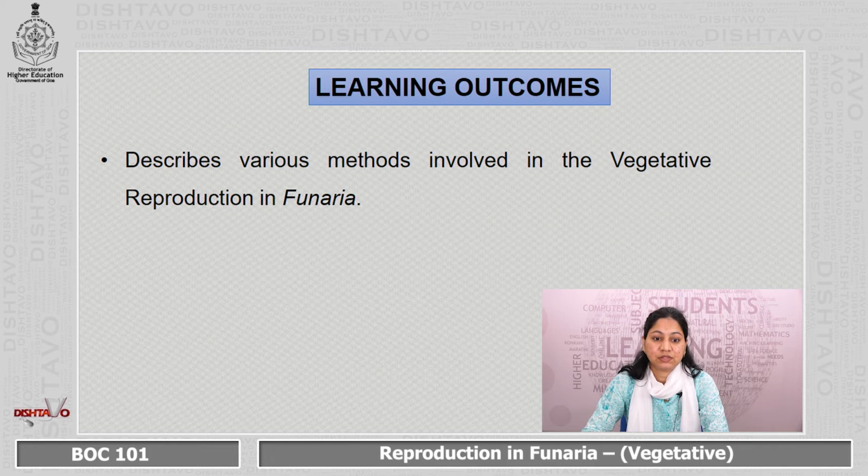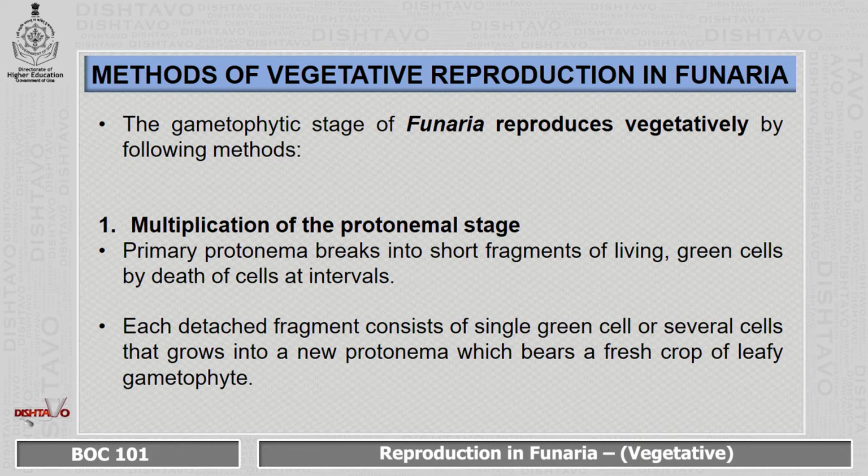At the end of this module, you will be able to describe various methods involved in the vegetative reproduction in Funaria. So, we will study the different methods of vegetative reproduction in Funaria. It is the gametophytic stage of Funaria that reproduces vegetatively by various methods. The first method is the multiplication of the protonemal stage.